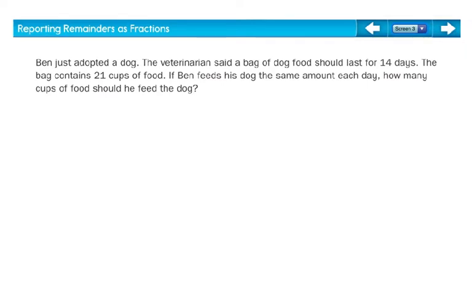So again, continuing on our whiteboard, we're going to practice this. Ben just adopted a dog. The veterinarian said a bag of dog food should last 14 days. The bag contains 21 cups of food. If Ben feeds his dog the same amount each day, how many cups of food should he feed the dog? The first thing we're going to do is go ahead on your whiteboard and write 21 divided by 14.